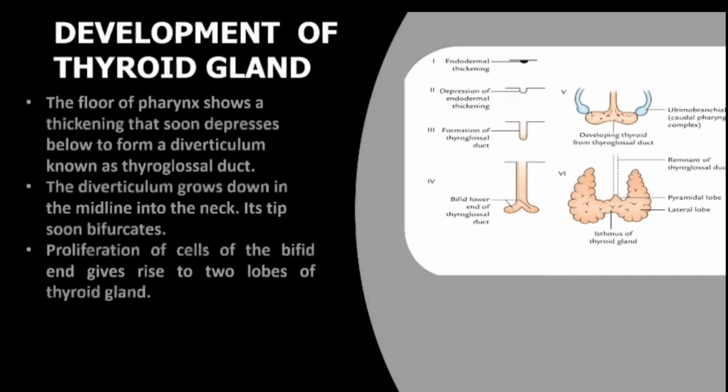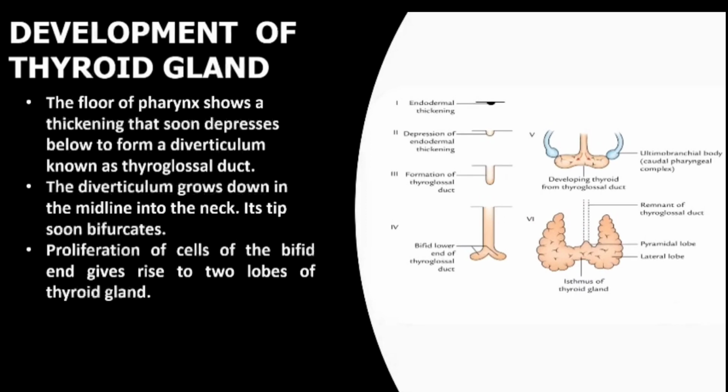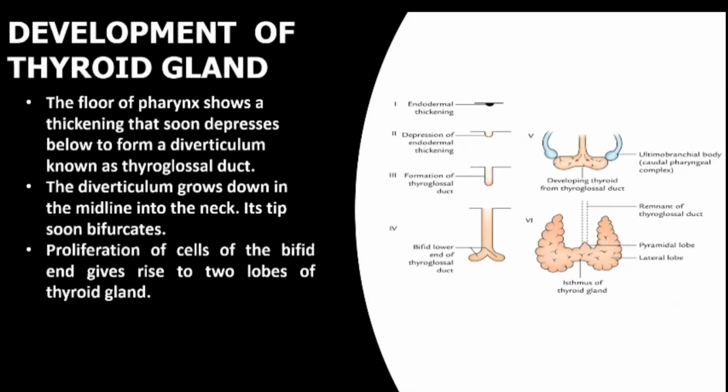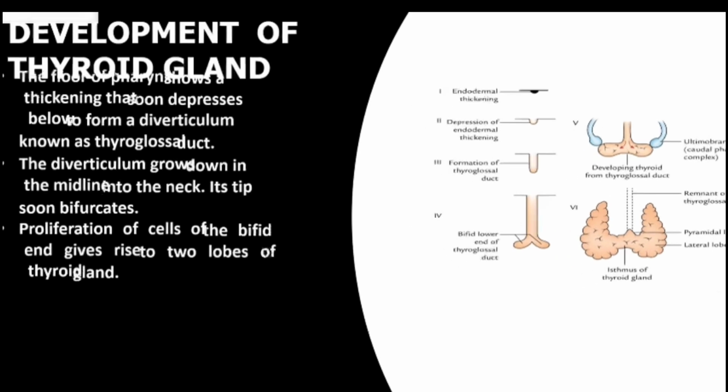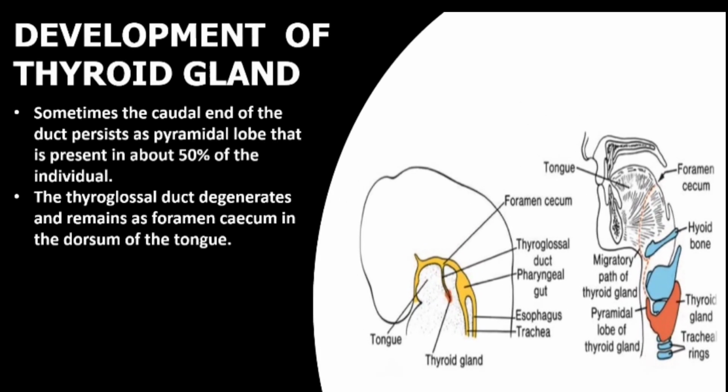The floor of the pharynx will show some thickening and will depress down to form a diverticulum known as the thyroglossal duct. This duct will bifurcate into 2 regions, and the proliferation of the cells in this bifurcated region will give rise to the lateral lobe of the thyroid, which is connected by the isthmus. In this figure, you can see this is the endodermal thickening, and it is depressing down to form a thyroglossal duct. This thyroglossal duct is dividing into 2 regions. The proliferation of cells in this bifurcated region will give rise to the lateral lobe of the thyroid, which is connected by the isthmus. The caudal end of this duct persists as a pyramidal lobe in 50% of individuals.